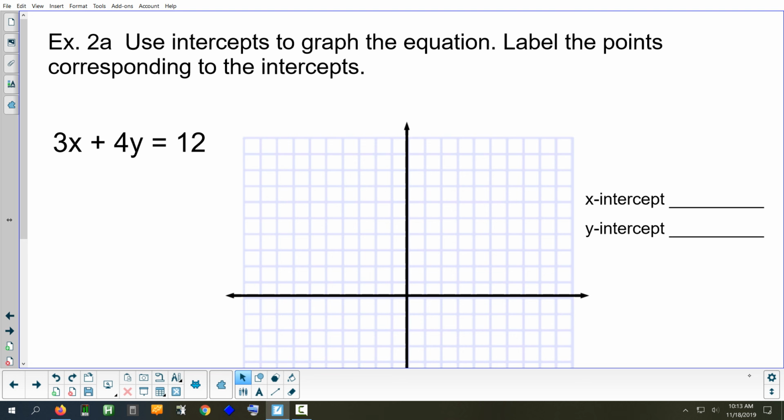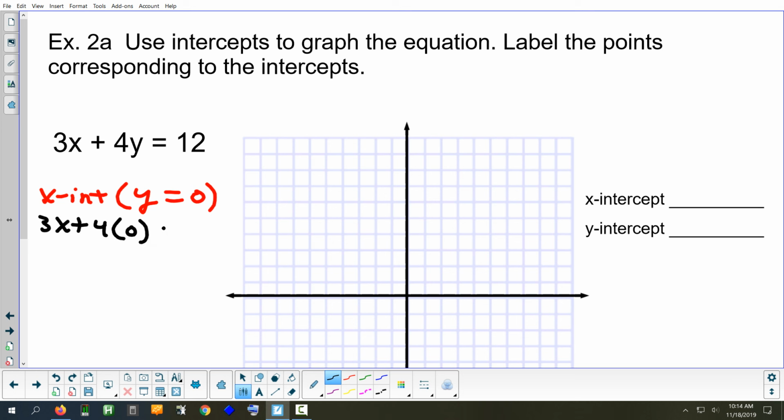Let's start with the x-intercept. Someone remind me what I have to plug in and where I plug it in to find the x-intercept. Kelsey, what do I plug in? You have to plug 0 in for y. Yes. To find the x-intercept, plug 0 in for y. Kayla, when I write that out, what is my equation going to look like? 3x plus 4 times 0 in parentheses equals 12. Yep. And we did this in the warm-up.